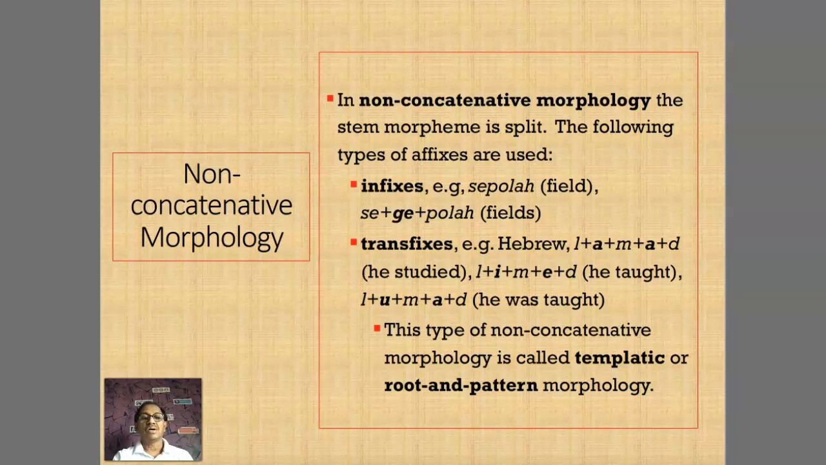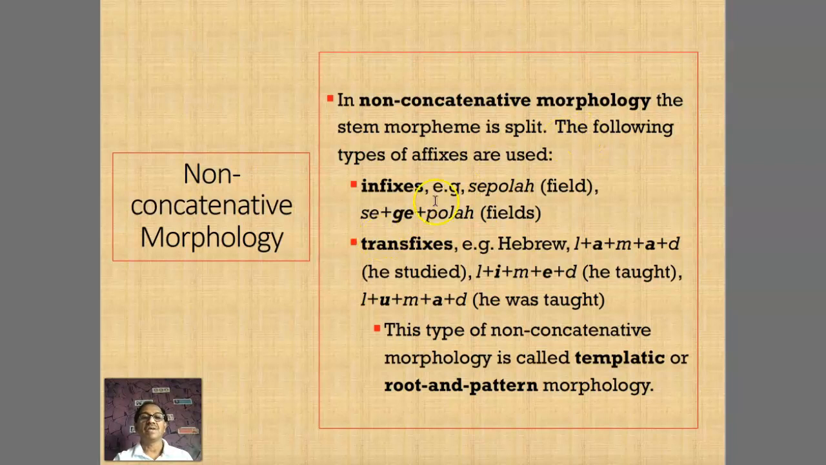Let's go into a bit more detail on non-concatenative morphology, and we are basically going to look at English. In non-concatenative morphology, the stem morpheme is split. That is, you don't add affixes at the end of the word or before the word. That is not a prefix or suffix, but you split the word. You split the stem morpheme, and then add things. The following types of affixes are used in non-concatenative morphology.